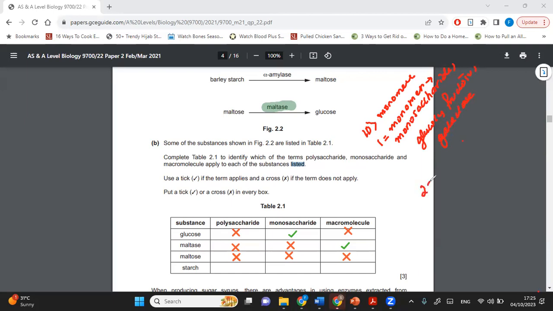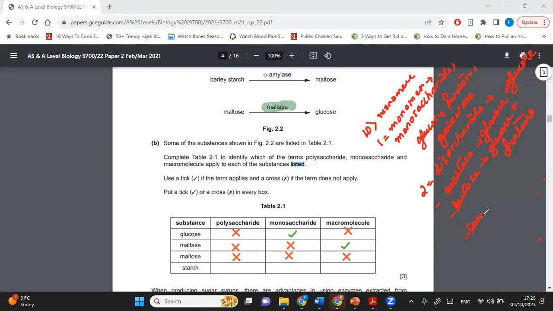Now, what happens if I have two monomers? If I have two monomers, it is called a disaccharide. And you have three disaccharides in your syllabus. We have maltose. Maltose is when glucose combines with glucose. Then you have lactose. Sorry, I said fructose, I meant lactose.